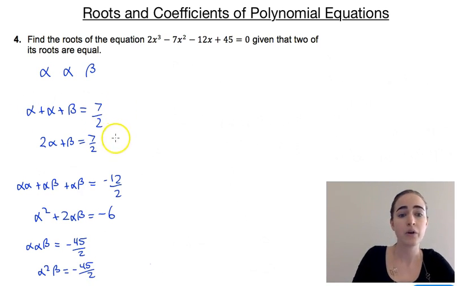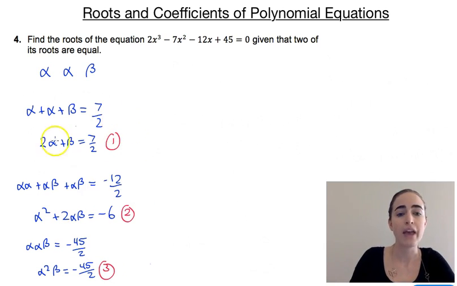So now we have 3 equations, 1, 2, and 3. We have 3 equations and we have 2 unknowns. Now to solve simultaneous equations with 2 unknowns, we only actually need 2 equations. So for now we're going to ignore this bottom equation. We're going to use equations 1 and 2 and solve them simultaneously.